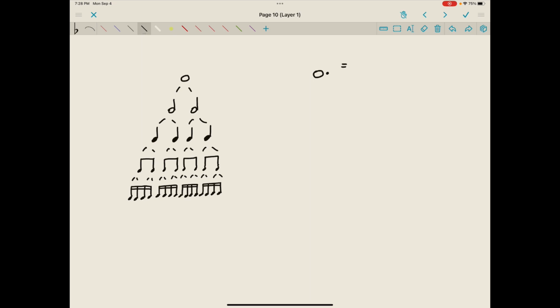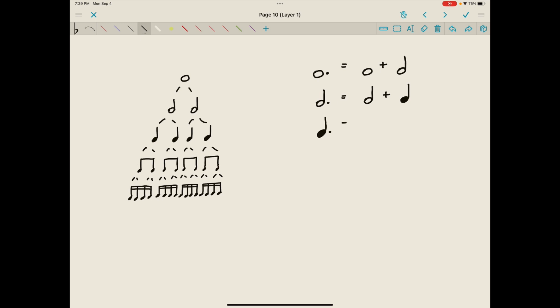So a dotted whole note would be worth a whole note plus the dot's value, which would in this case be a half note. A dotted half note would be worth a half note plus the dot, and the dot will in this case be worth half of the half note, so a quarter note. A dot is worth half of whatever note it's dotting. This would be a dotted quarter note.